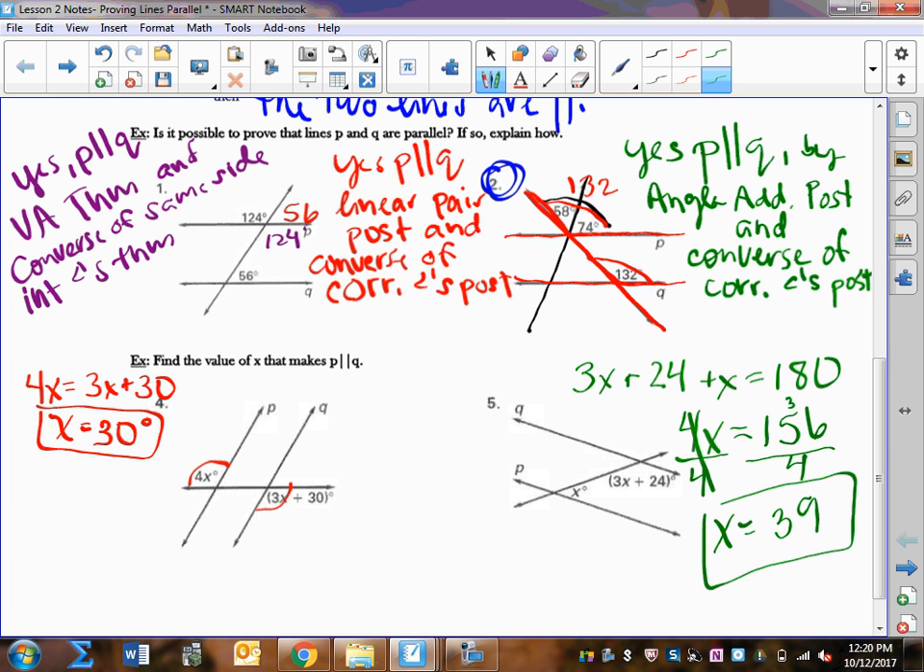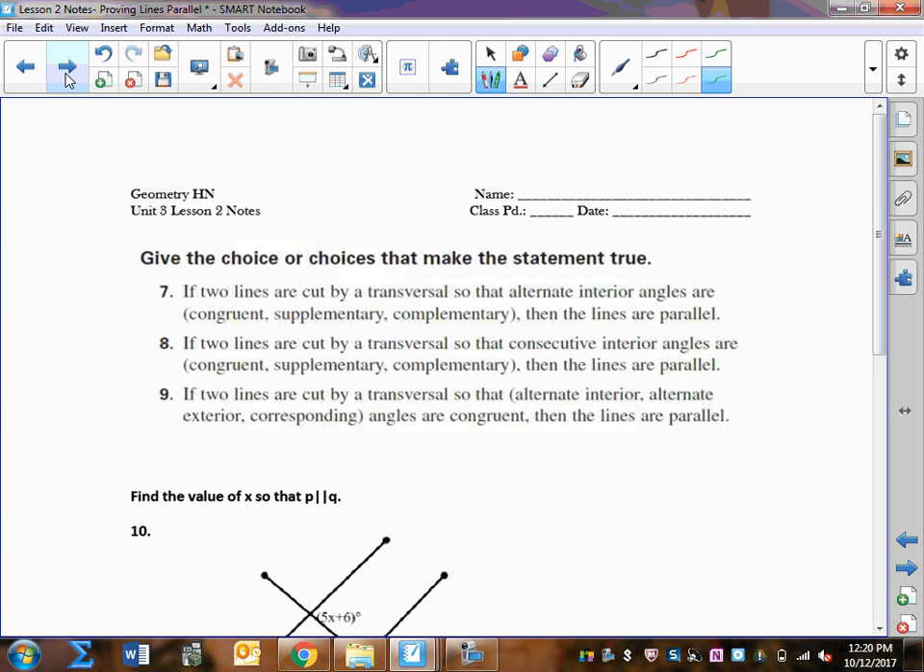Okay, let's take a look at the back side. I want you to go ahead and scoot your desk together with your shoulder partner and do 7 through 11 on the back side.